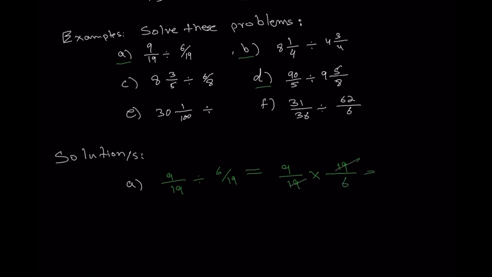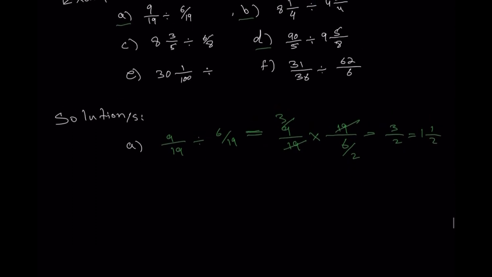We will cancel 19 with 19. 6 goes into 3 2 times. 9 goes into 3 3 times. It will be 3 over 2, or 1 and 1 over 2 as a mixed number. B is 8 1 over 4 divided by 4 3 over 4.